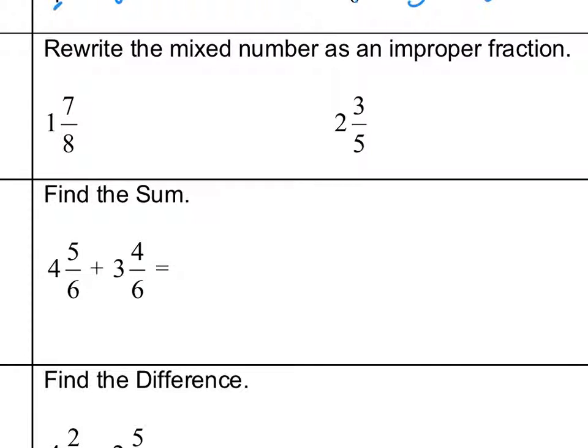Rewrite the mixed number as an improper fraction. And you could draw it all out and then count the eighths, or you could start at the bottom. We're going to multiply up, okay? So 8 times 1 is 8, and then plus the numerator. So 8 plus 7, that'd be 15 eighths. And if you drew it all out, that's how many eighths you would have in 1 whole and 7 eighths.